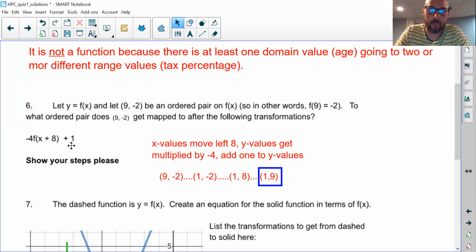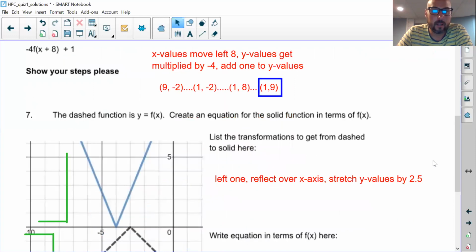The y values are getting a big workout. Everything that's outside this grouping symbol is going to impact the y value. So 4 things. X value to the left 8, multiply the y value by negative 4, and then add 1 to the y value. And you should land on (1, 9). Let me double check if I did that right. To the left 8 becomes 1. Yep. Multiply the y by negative 4, it becomes 8. And then add 1 to 8, you get 9.